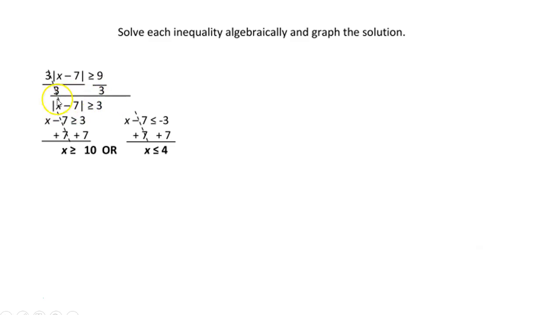And now from here, what this means is that the absolute value of x minus 7 needs to be bigger than or equal to 3. So what that means is that x minus 7, this value needs to be bigger than 3, because any number that's bigger than 3 has an absolute value that's bigger than 3. Or x minus 7 can be less than negative 3. That's where this comes from.